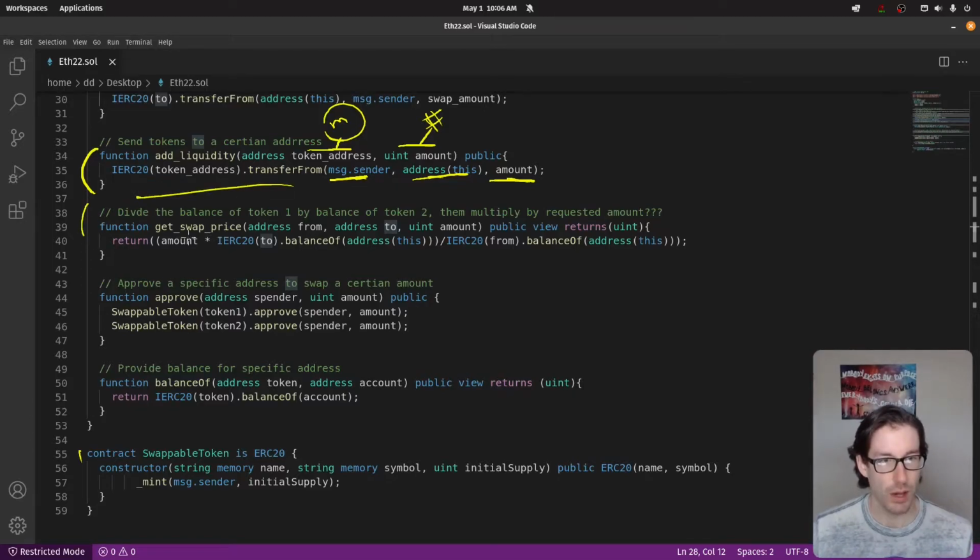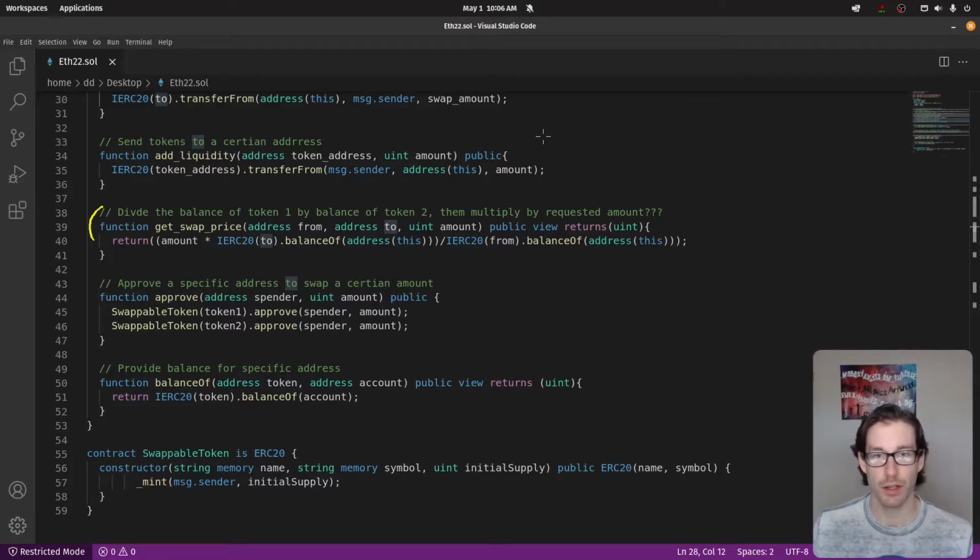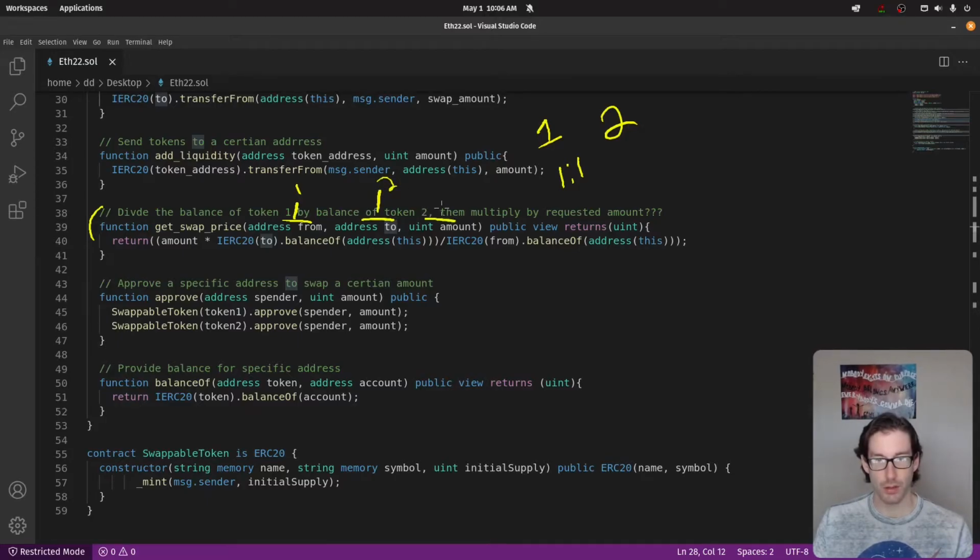The next piece is get swap price. Get swap price is referring to the ratio of what you're going to swap. If you're going to swap token 1 for token 2, you need to figure out what the price is correlated to that swap. Usually it should be different, not necessarily always a 1-for-1. What we're going to do here is say from this address, which is, say, token 1, to this address, which is token 2, we're going to swap this amount. So we can say 10 of token 1 for token 2. It's a public returns uint, so it's going to return a uint. The return statement's basically going to do a few things.